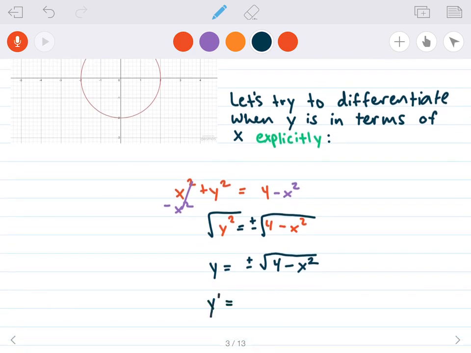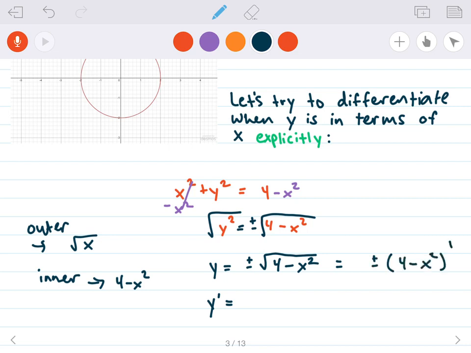So let's go ahead and take the derivative. I have to use the chain rule because I have an outer function, square root of x, and an inner function. What's inside of the square root is 4 minus x squared. Before I differentiate this, I can write it as 4 minus x squared to the 1/2, and then using the chain rule, I differentiate the outside, which is 1/2 times 4 minus x squared to the negative 1/2, times the derivative of the inside. Well, the derivative of 4 minus x squared is just going to be negative 2x.